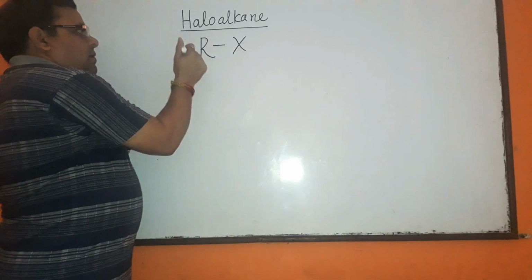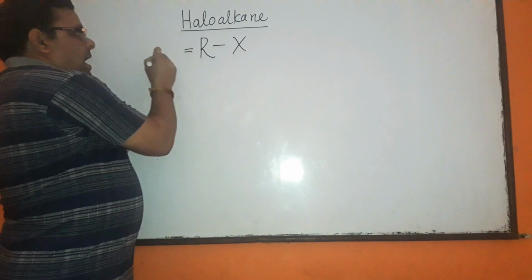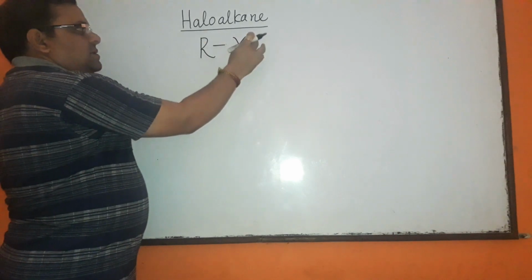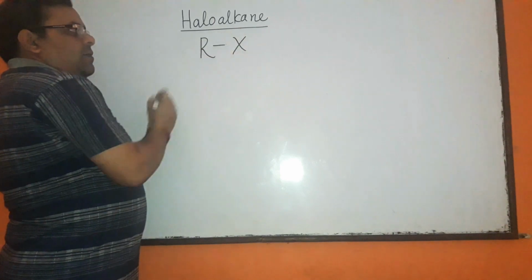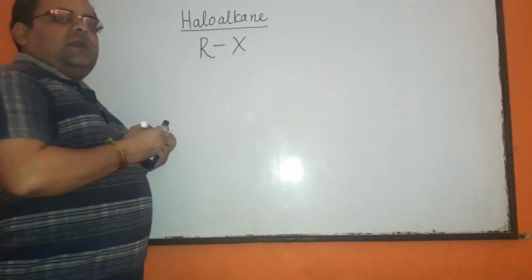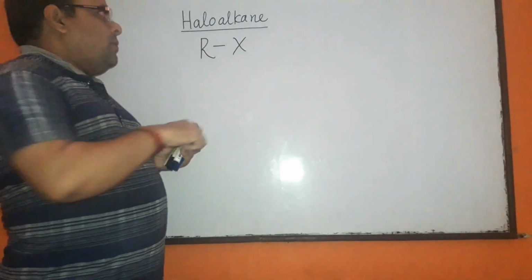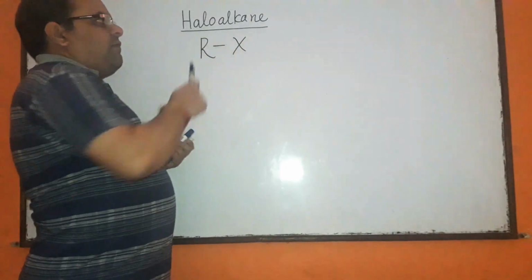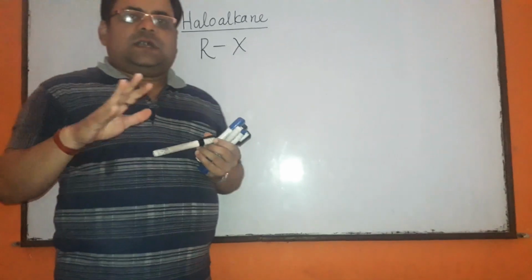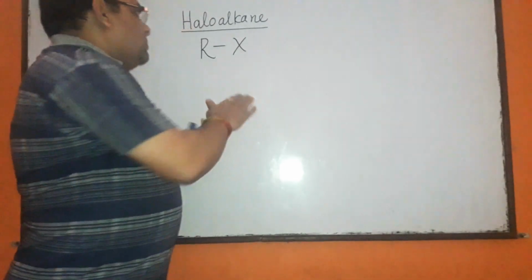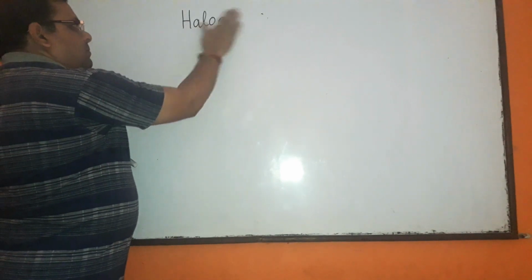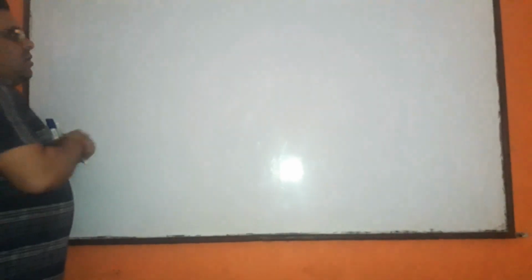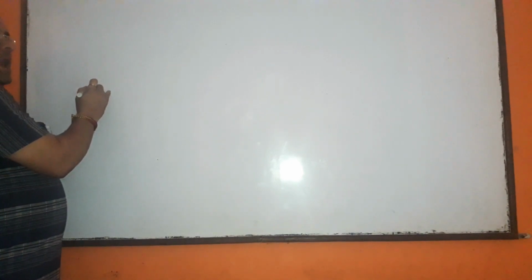In place of R, we can write any alkyl group, and in place of X, we can write any halogen element like fluorine, chlorine, bromine or iodine. So haloalkanes are the halogen derivatives of alkane. What is the meaning of halogen derivative of alkane? It means haloalkanes are prepared by the substitution of one or more hydrogen elements of an alkane by one or more halogen elements.